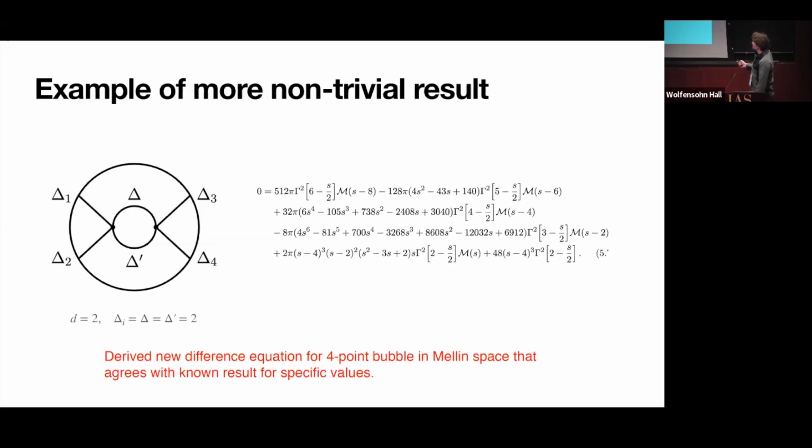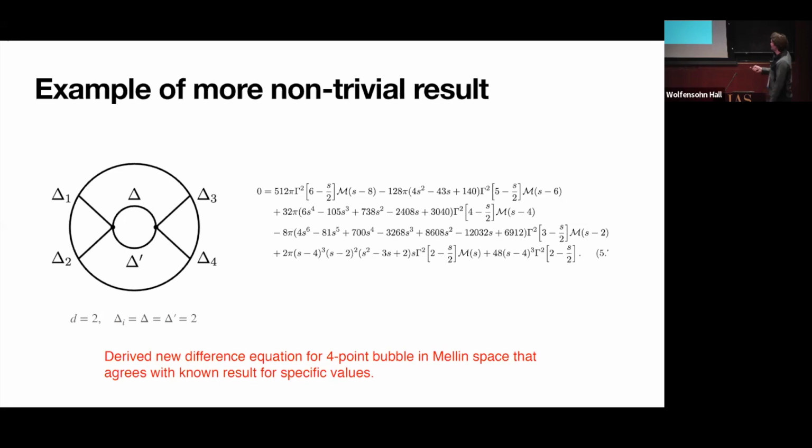As an example of a more non-trivial result, to flash this before I go back to simple examples, is the 4-point melon amplitude. It's a function of s, which is kind of like a momentum variable in AdS. It's like you've done a melon transform of your 4-point bubble. And this is the difference equation in a case with all the Deltas equal to 2 and in space-time dimension d equals 2 on the boundary. This does not look very nice, but it's actually not that bad. It fits in 4 lines. It's human readable. I could memorize this. I wouldn't, but I could, maybe.